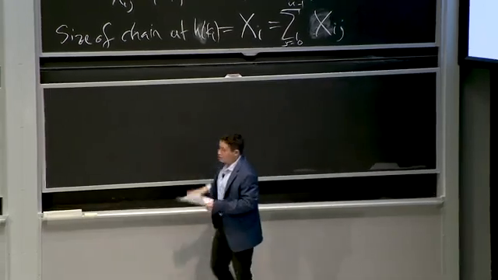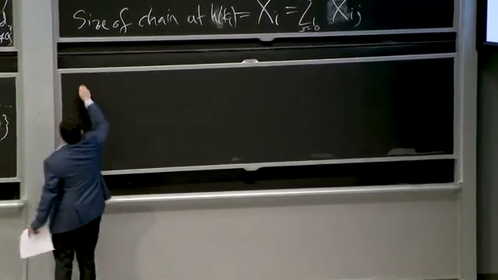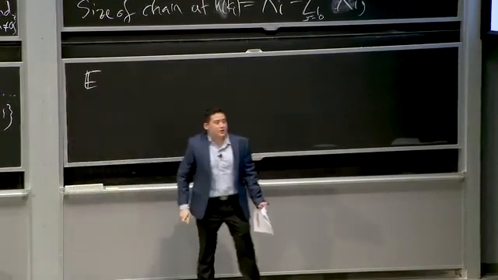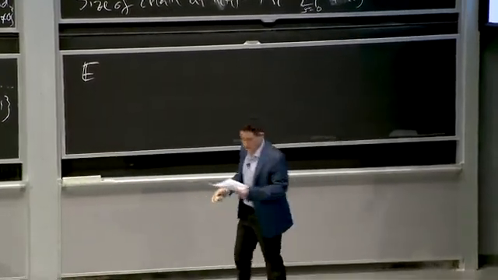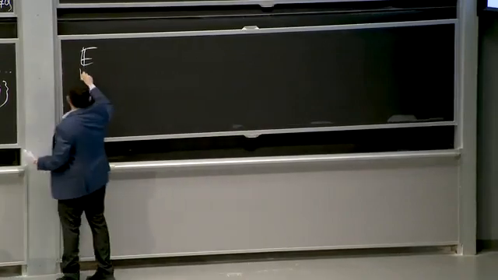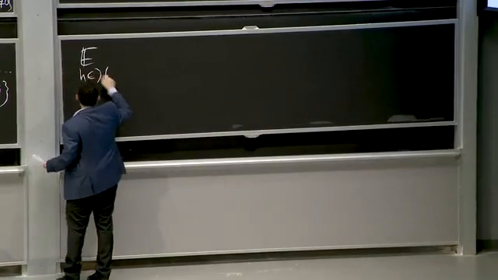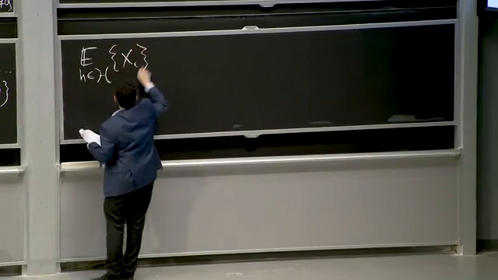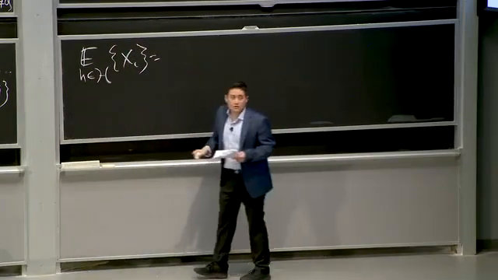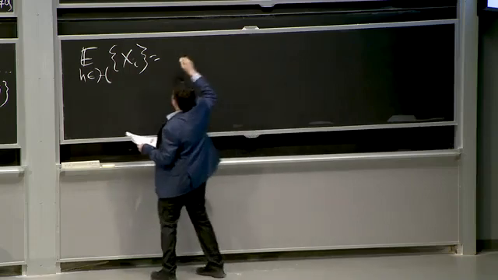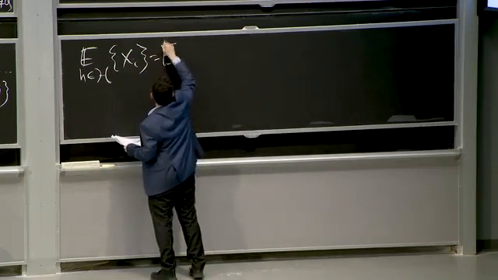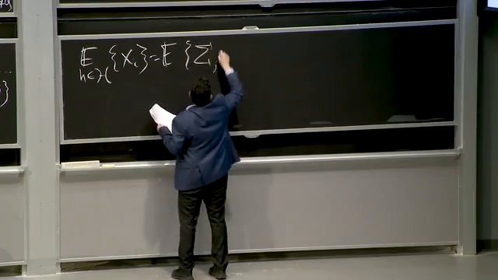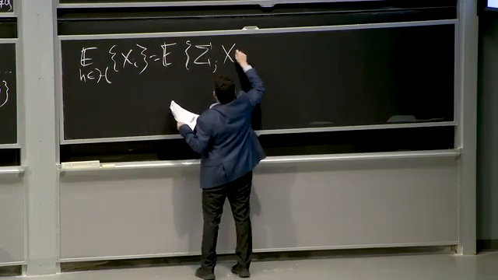Okay? So here's where your probability comes in. What's the expected value of this chain length over my random choice? Expected value over choosing a hash function from this universal hash family of this chain length. Well, I can put in my definition here. That's the expected value of the summation over j of X_ij.